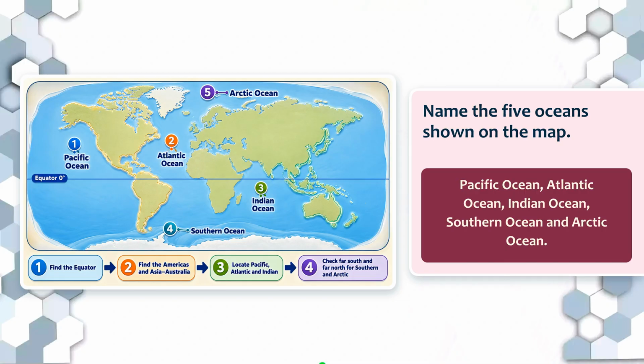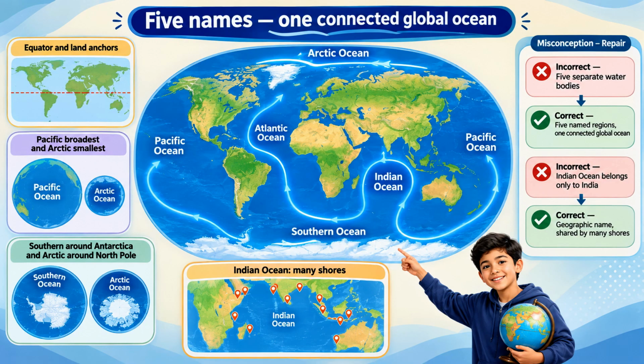Next, use the completed map to correct 2 common ocean misconceptions. The completed map labels all 5 oceans and connects them with one continuous route. Many shores border the Indian Ocean, so the 5 names mark connected regions and do not show ownership by India.